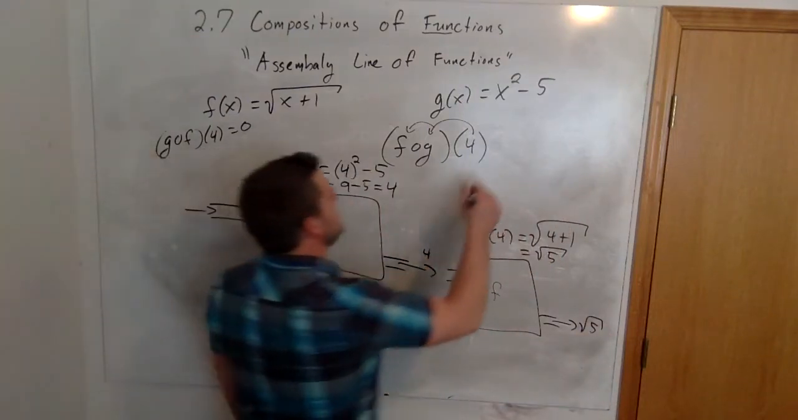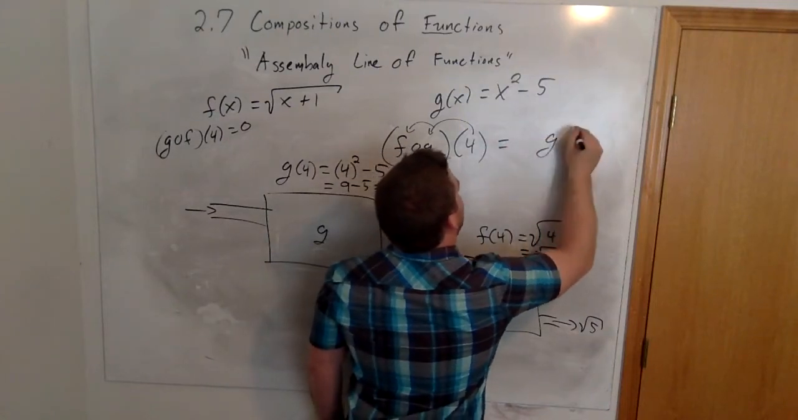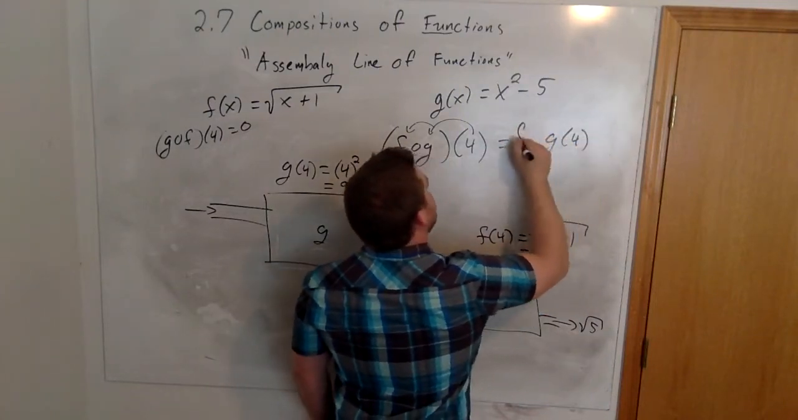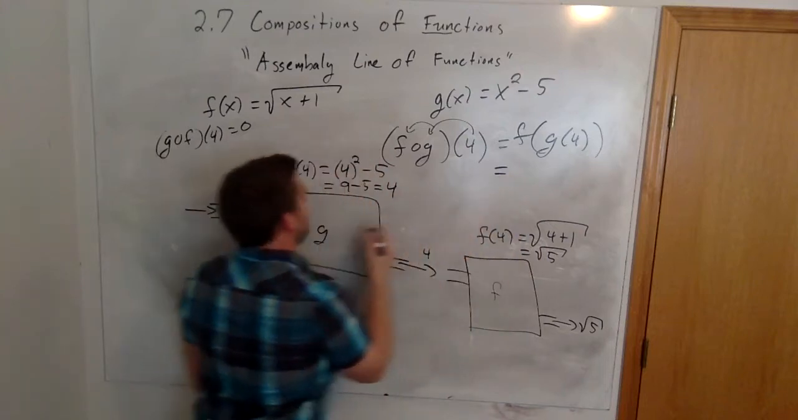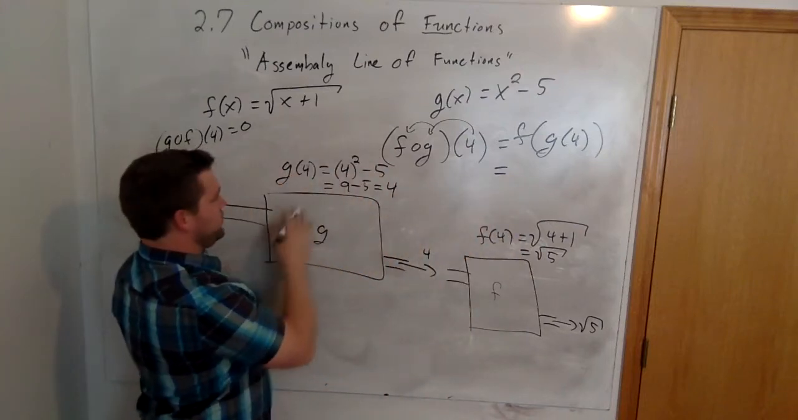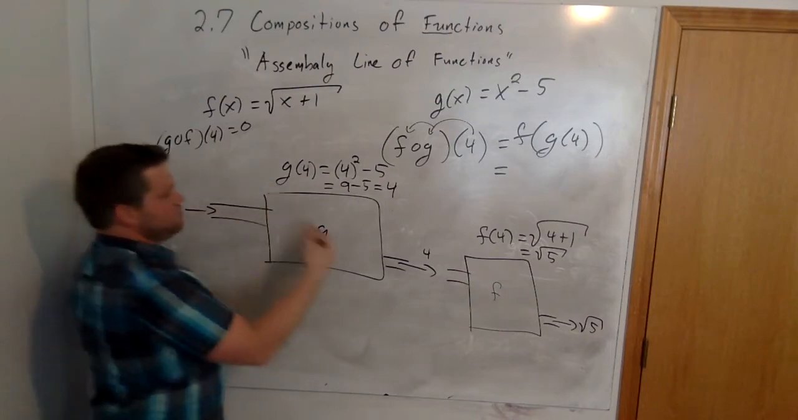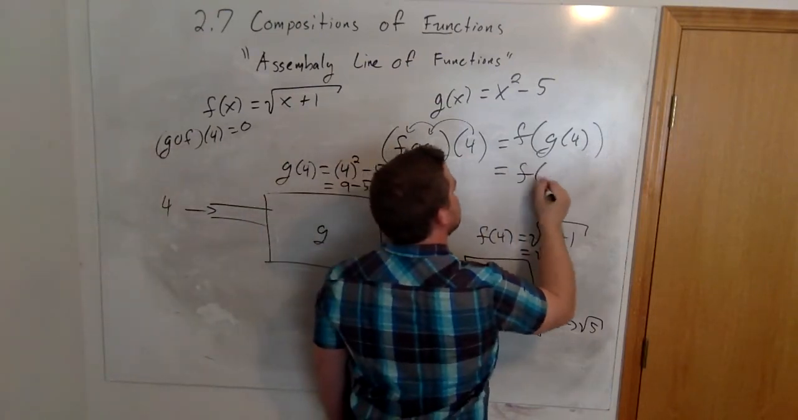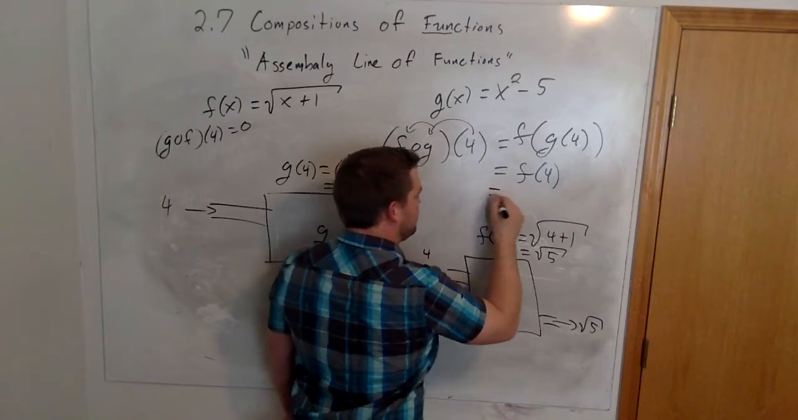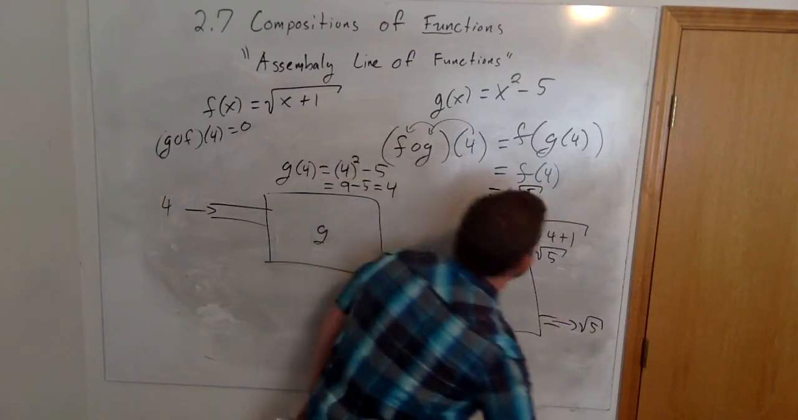So what we just did here is we computed g of 4. We took that output and plugged it into f. We got that g of 4 was 4, and I fed 4 into f, and we got an output of root 5.